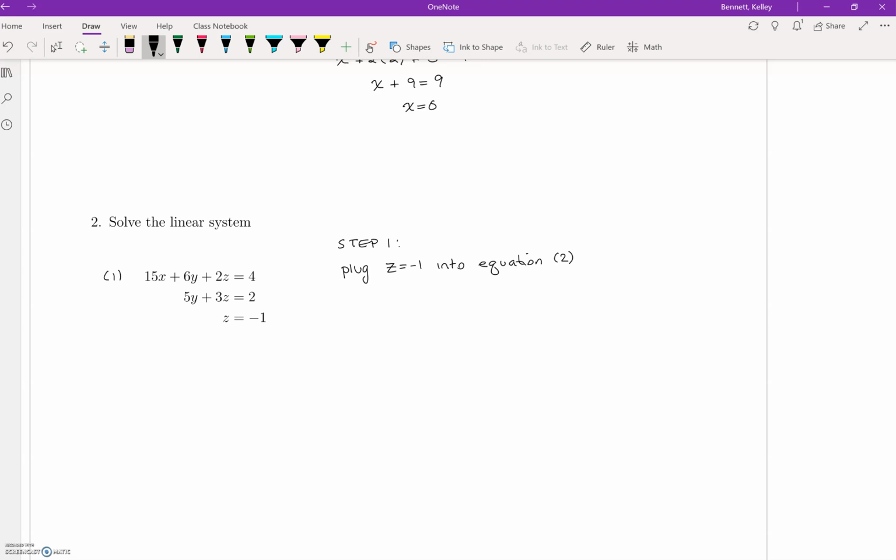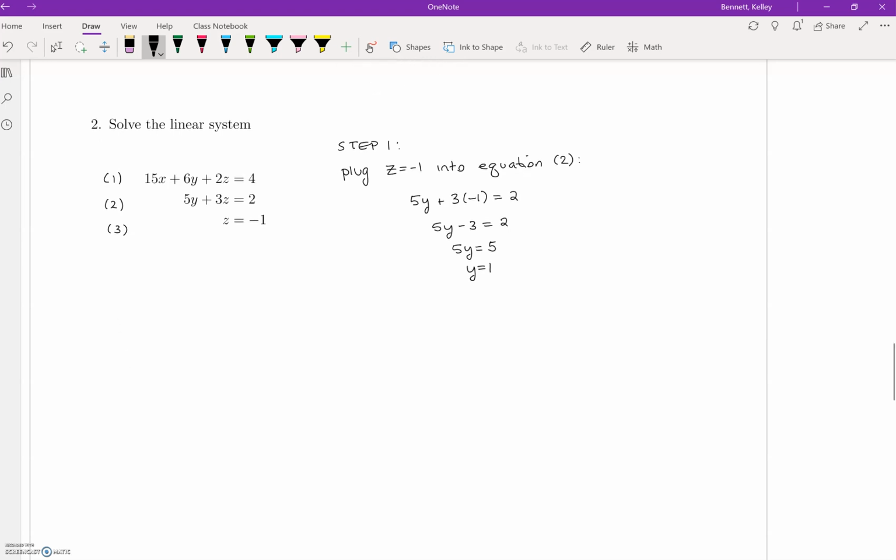And again, this is equation 1, equation 2, equation 3. So when we do that, we'll get that 5 times y plus 3 times z, which we know is negative 1, needs to equal 2. So let's go ahead and simplify that. Add 3 to both sides, and we find that 5y equals 5. Therefore, y has to equal 1.